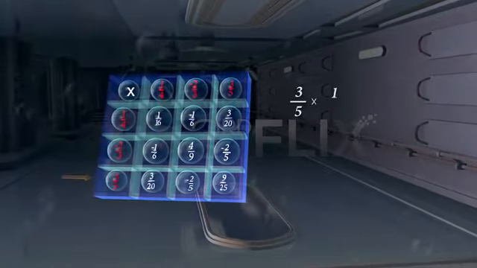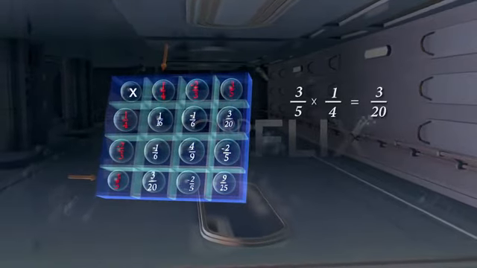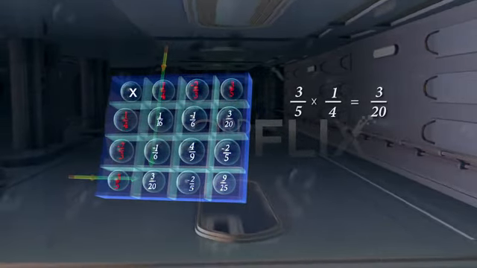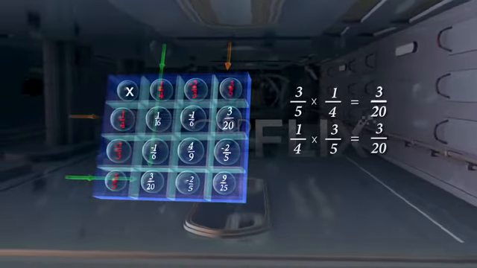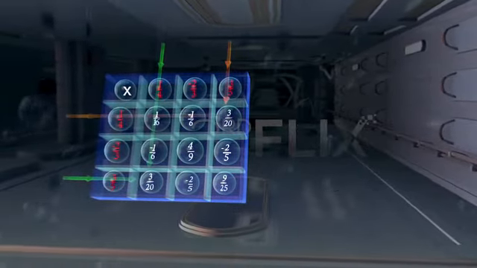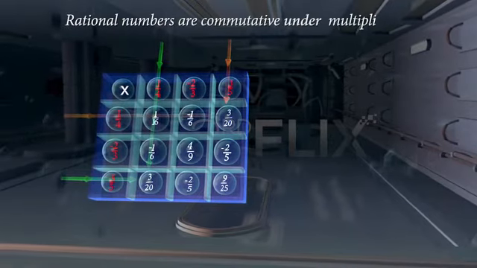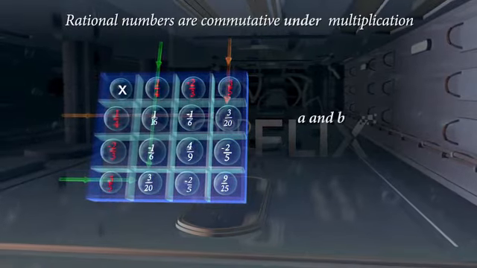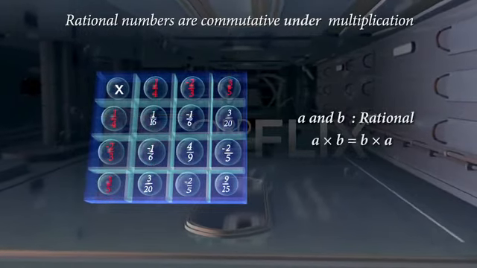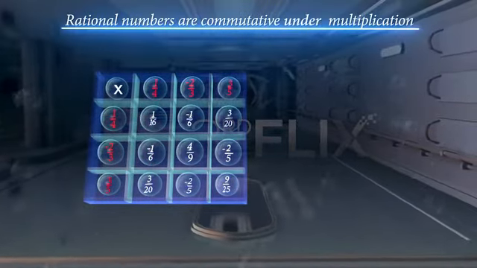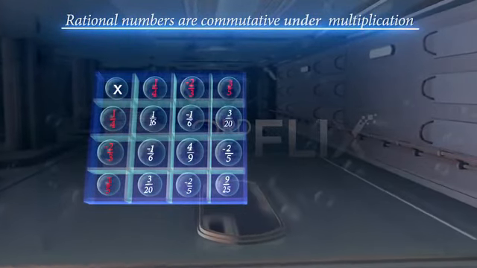The product of 3 by 5 and 1 by 4 is 3 by 20, and similarly, the product of 1 by 4 and 3 by 5 equals 3 by 20. For any two rational numbers a and b, a multiplied by b is equal to b multiplied by a. Therefore, rational numbers are commutative under multiplication.